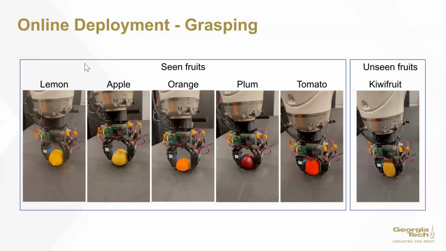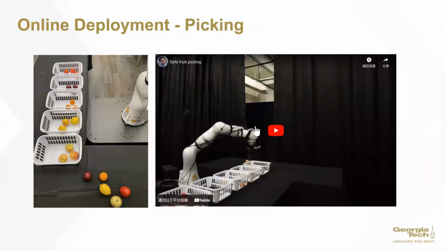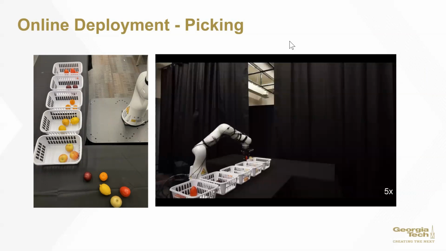We also test the fruit classification model on the seen fruits during online deployments, which enables the robot to place each fruit into separate bins. The fruit classification model uses another MLP network which takes the fused physical feature embedding as input and outputs the labels of the grasped fruit type.